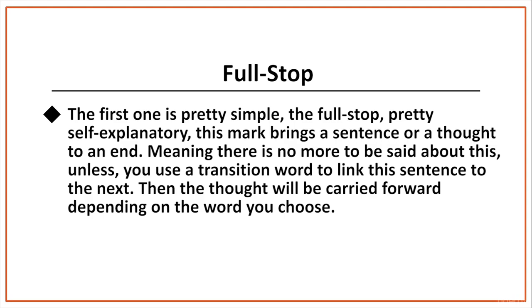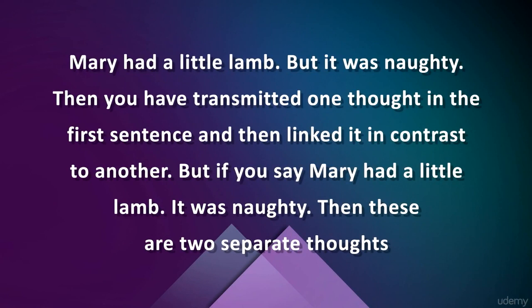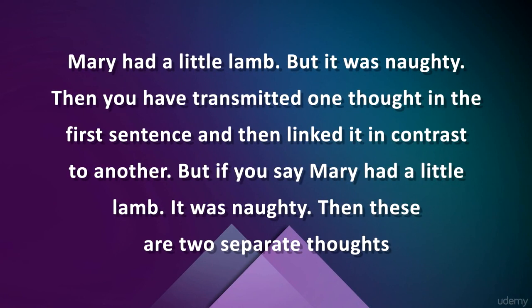So say if your sentence is "Mary had a little lamb, but it was naughty." Then you have transmitted one thought in the first sentence and then linked it in contrast to another. But if you say "Mary had a little lamb. It was naughty." then these are two separate thoughts. And we may find out if they have a relation later on in the text, but so far, these are two individual thoughts vaguely connected.